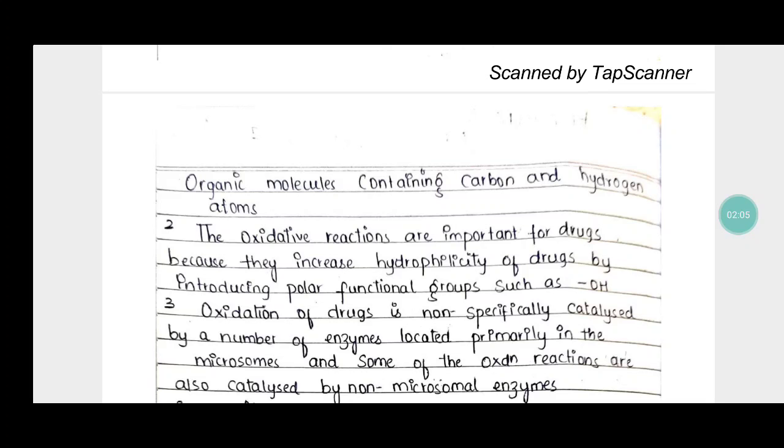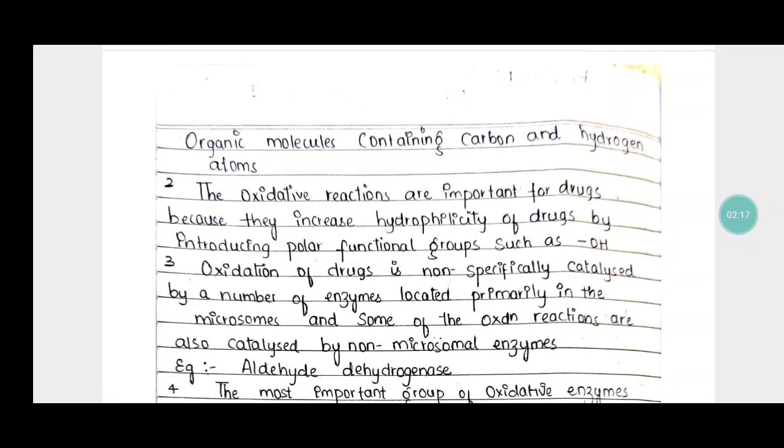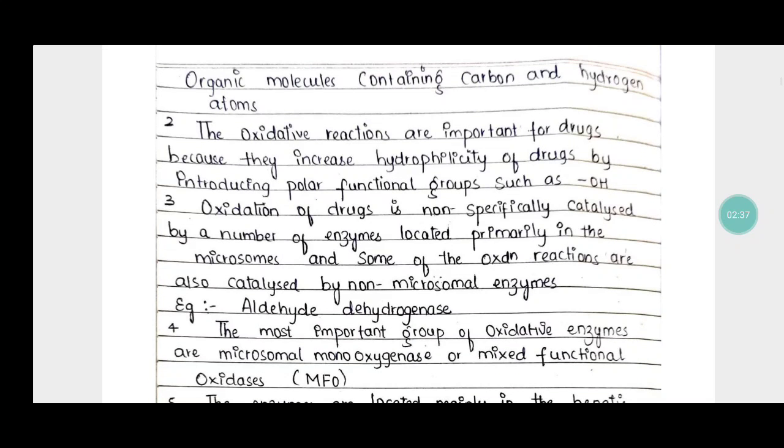Number two, the oxidative reactions are important for drugs because they increase the hydrophilicity of the drug, because functional groups such as hydroxyl groups are added in these reactions. Number three, oxidation of drugs is non-specifically catalyzed by a number of enzymes that are located in the microsomes, and some oxidation reactions are also catalyzed by non-microsomal enzymes.